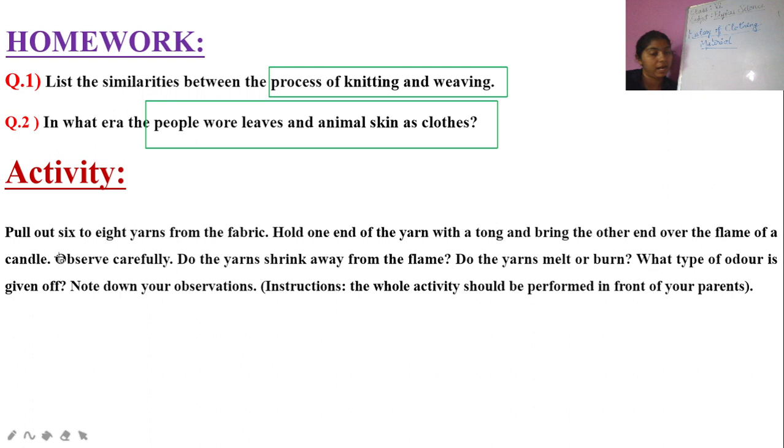Later on, does the yarn shrink away from the flame? Does the yarn melt or burn? What kind of odor is coming out? You have to note down all the activities in your notebooks. Okay students, make sure for this activity you take the help of your parents. You will do this process under their guidance.